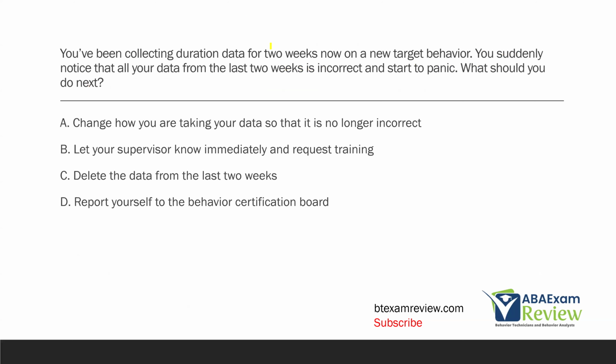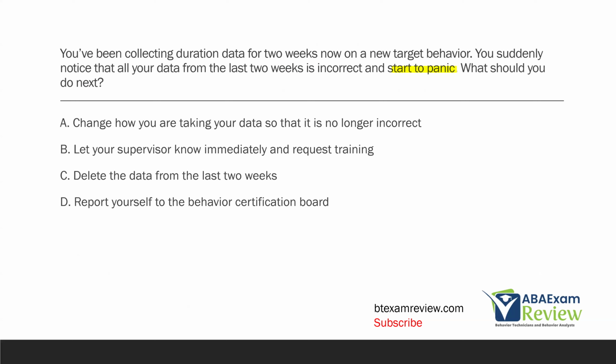You've been collecting duration data for 2 weeks now on a new target behavior. You suddenly notice that all your data from the last 2 weeks is incorrect and start to panic. What should you do next? Okay, so this is sort of an ongoing session management type question. It's kind of ethical as well, because you might come into situations where something's gone wrong, you've done something wrong, and the last thing you want to do is panic because we need to work it out.